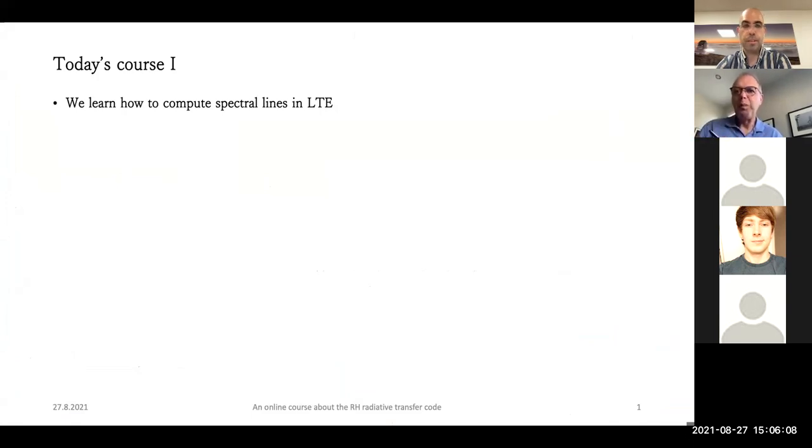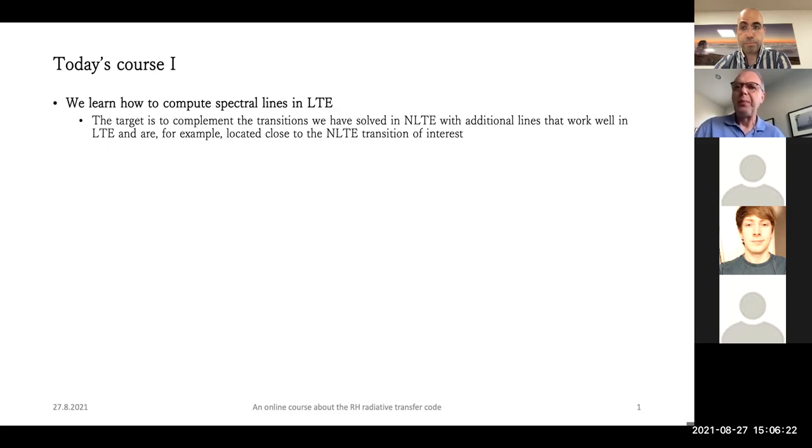We focused the first tutorials on the non-LTE part. That was the novel part of the code, but it's also necessary to do the computation in LTE for some lines. And the idea is that when you have a non-LTE transition, in general, they are very broad. So you can expect at least some photospheric lines to fall on the wings of the non-LTE transition.